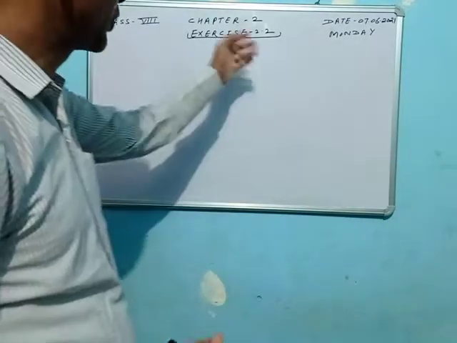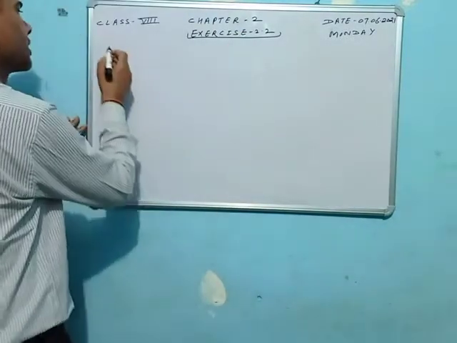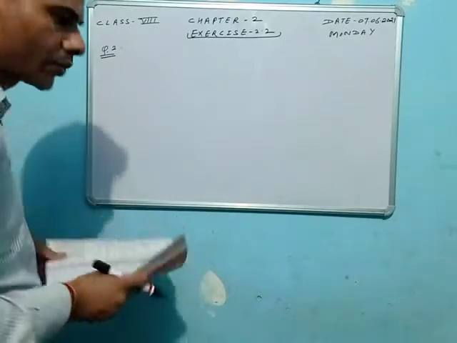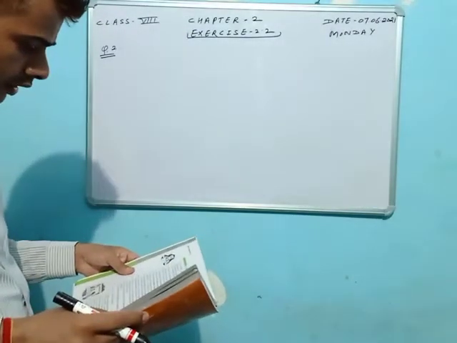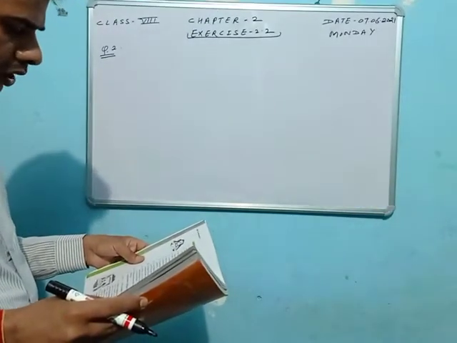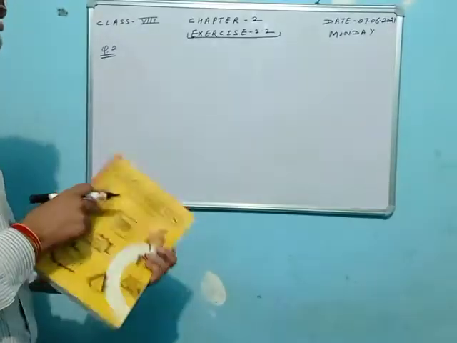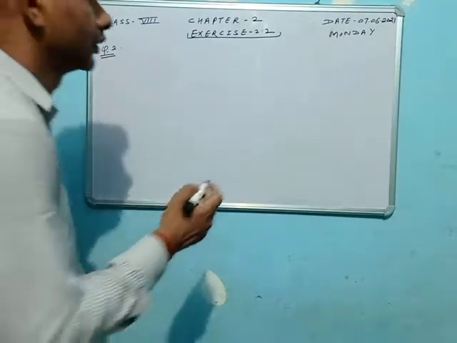Now students, question number 2 of exercise 2.2. First of all, read the question. The perimeter of a rectangular swimming pool is 144 meters. Students, first of all we will discuss what the perimeter of a rectangle is.